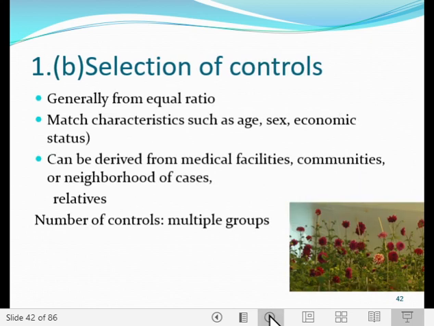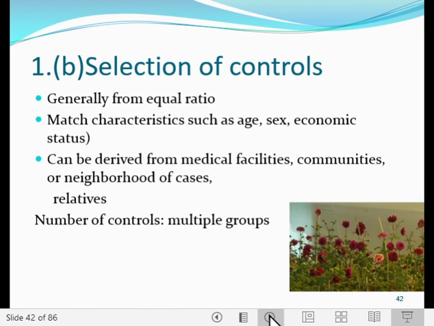How do you select the controls? It is generally from equal ratios. That is, if there is a study in which we are taking 1000 patients, then the number of cases will be 1000 as well as the number of controls will also be 1000. But if we are taking a small number of cases because the disease is rare or for whatever reason, that is cases are 100, then we can select 4 times or 5 times the number of controls. That is, for 100 cases you can select 500 controls.